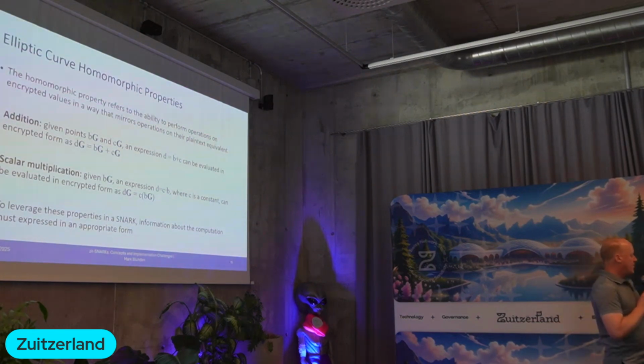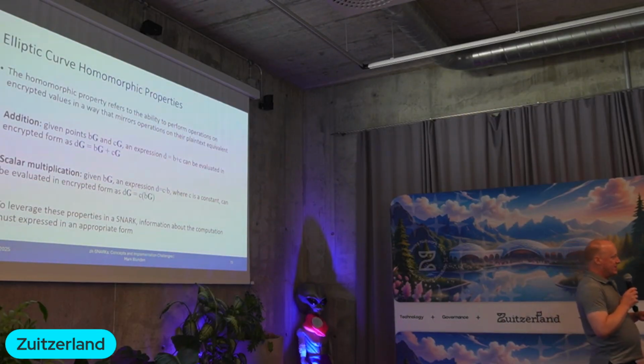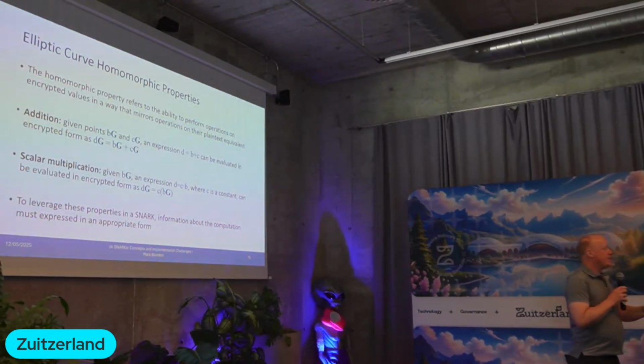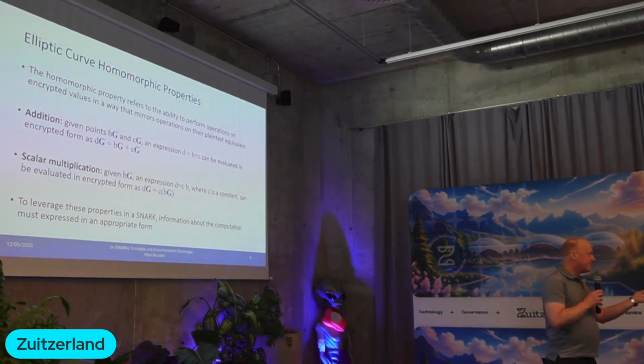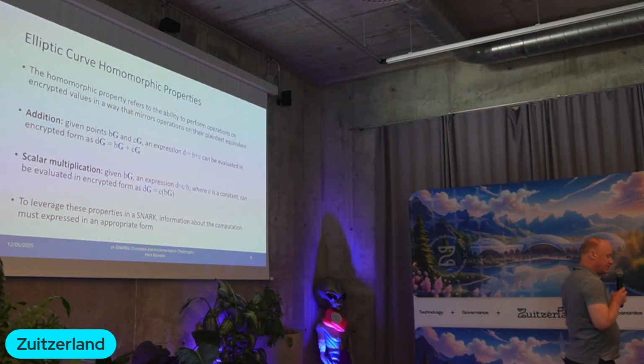And by homomorphic property, we mean that you can perform operations on encrypted data that mirrors the same operation on the plain text data. So rather than taking some encrypted data, decrypting it, performing your operation, and then re-encrypting it, you just do the operation on the encrypted data without having to decrypt. And the two operations that we have here are addition and scalar multiplication.